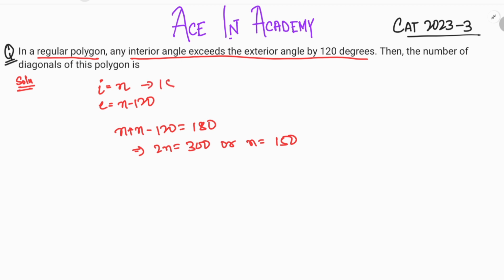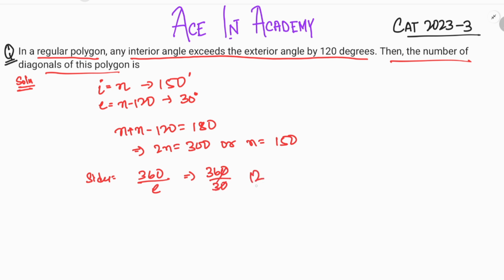So x is equal to 150, that is the interior angle of the polygon, and the exterior angle is 150 minus 120, that is equal to 30 degrees. Now we have to find the number of diagonals of the polygon. Before finding the number of diagonals, we have to find the number of sides of the polygon. The formula for finding the number of sides is 360 divided by the value of the exterior angle of the polygon. So in that case, the answer is 360 by 30, that is equal to 12. So the polygon is of 12 sides.